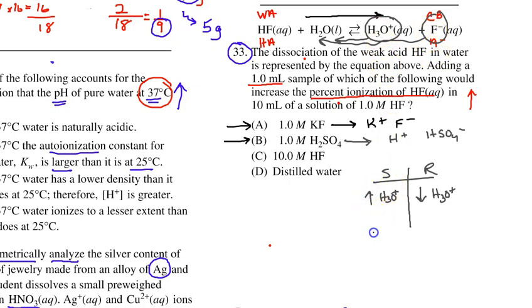And if I was to increase the conjugate base, the reaction would look to lower the conjugate base to regain equilibrium by being more spontaneous in the reverse again. So both of these are not good choices. Now, we're down to two choices.